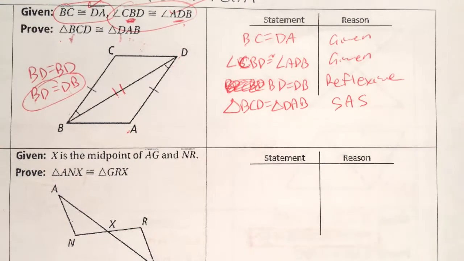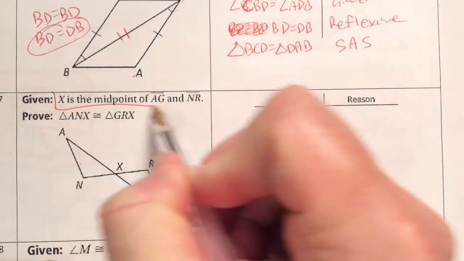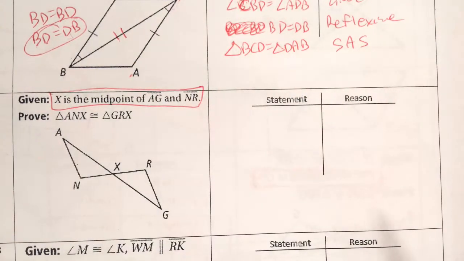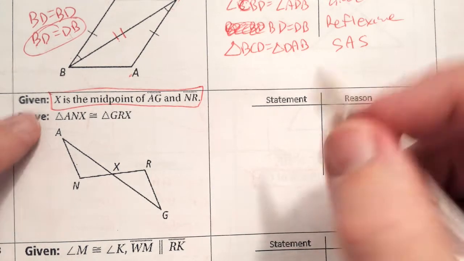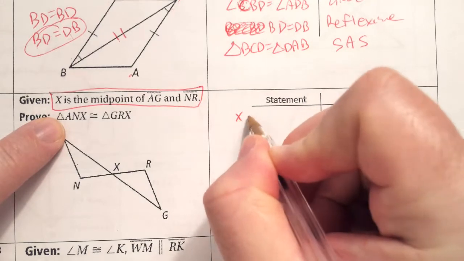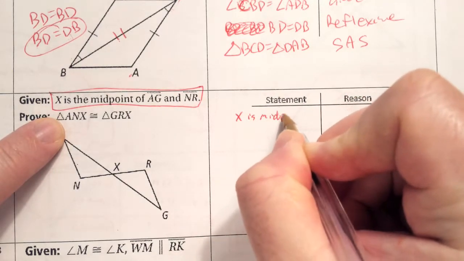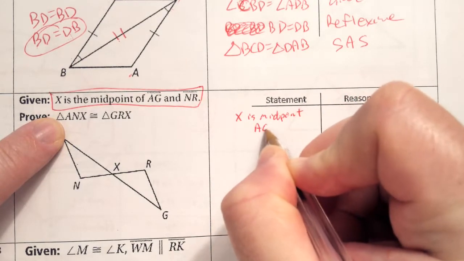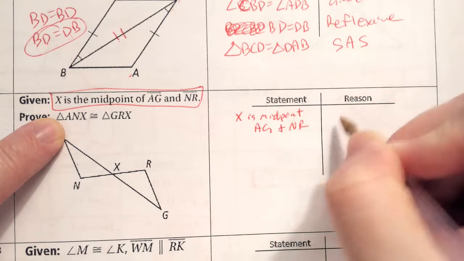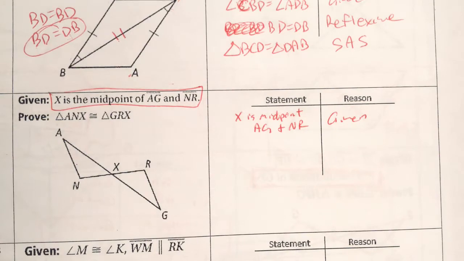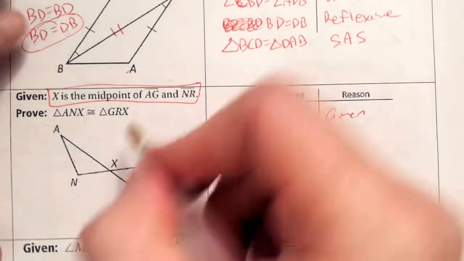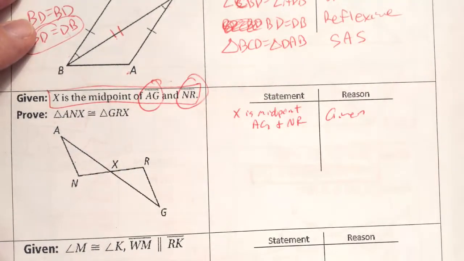All right, number 7. Okay, so midpoint. That's nice. Midpoint, super important. For midpoint, they only gave us that X is the midpoint of AG and NR. Okay, so that was given to us. That's a chunk, and this chunk is going to give us some ideas. It's a midpoint of 2 different things.